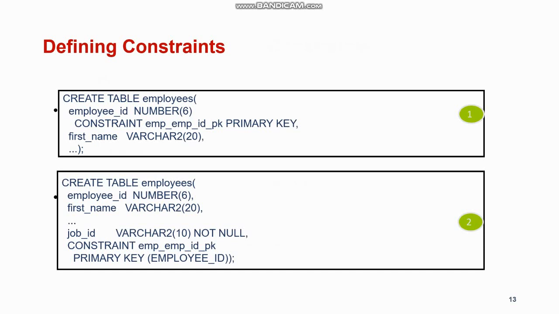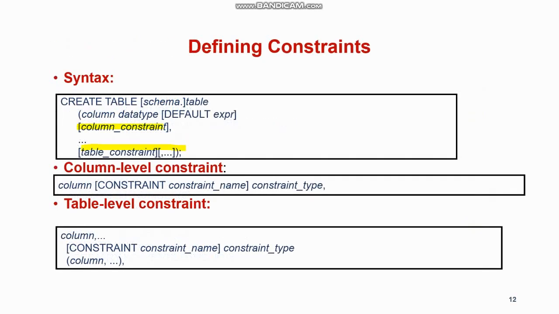So create table employee, where employee is the name of the table. The first column name is employee ID. Data type is number and the size is 6. Along with that we are going to give the constraint. So constraint emp_id_pk primary key. This is a user defined name; you can give any name. So we are going to set primary key here. The first constraint set is primary key for the employee ID. This is one method we were talking about, which is called a column level constraint.